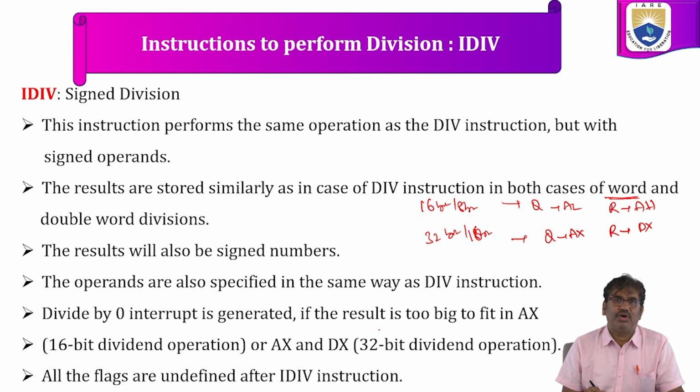Divide by 0 interrupt is generated if the result is too big to fit in AX register, if it is 16-bit dividend operation, or AX DX register pair if it is 32-bit dividend operation. All the flags are undefined after IDIV instruction.